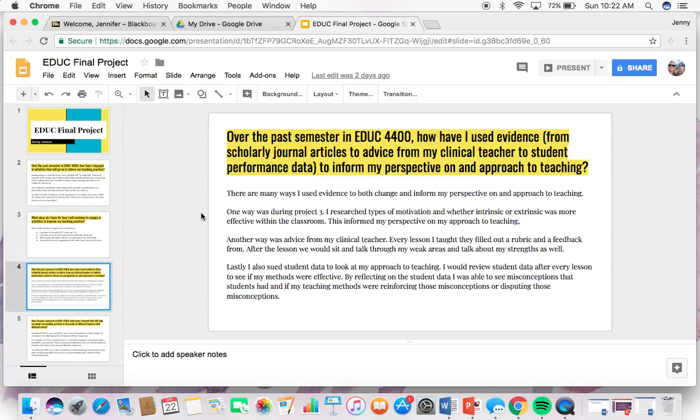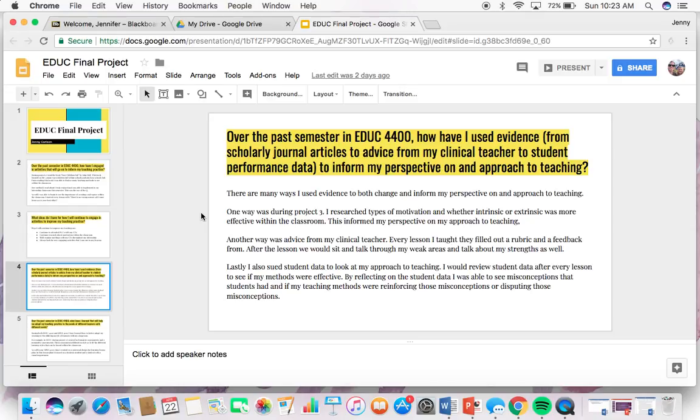And then lastly, I used student data to approach my teaching. I had to review student data after every lesson plan. I had to take the independent practice and the closure, which was mostly an exit ticket for me, and review it to see if the students met the objective, if they understood the content I was teaching, and if I was effective in my lessons. So I had to reflect on my student data, and this really helped me to see the misconceptions the students were having. I was then able to go back to my clinical teacher and say, okay, here's what the students missed in my lesson.